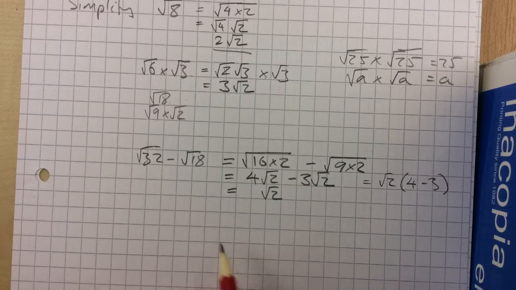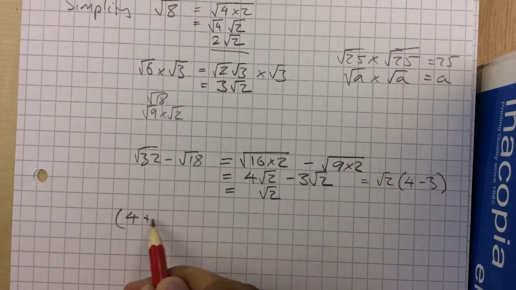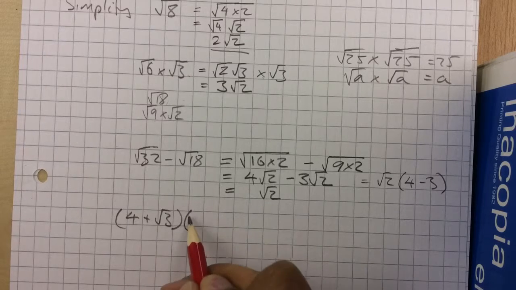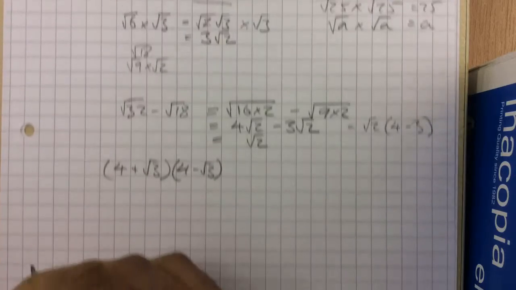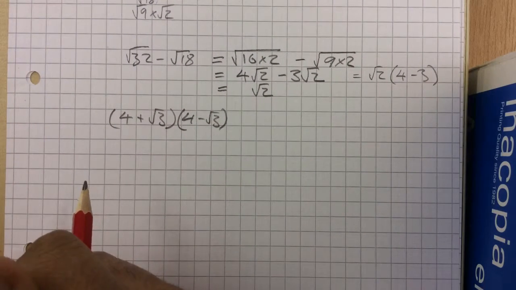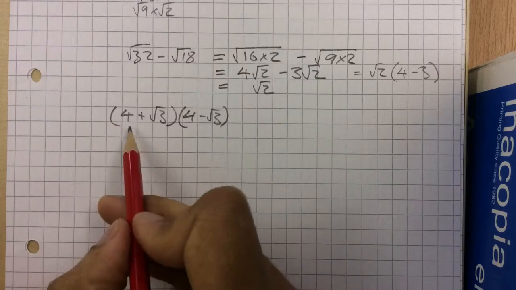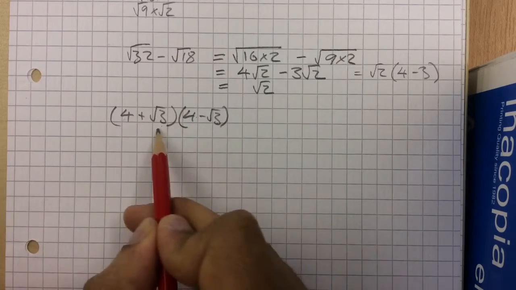Okay, so multiplying out brackets. 4 plus root 3, 4 minus root 3. If we're going to multiply out these brackets, we're going to use the same thing as FOIL. Okay? So FOIL says that we do the first, outside, inside, and last.